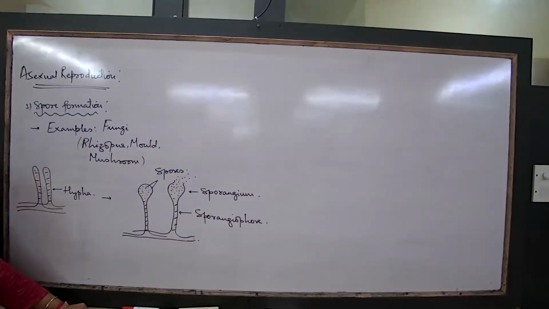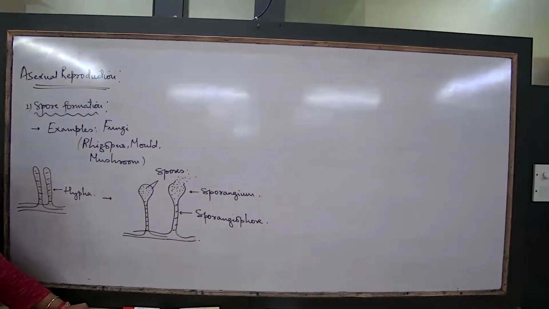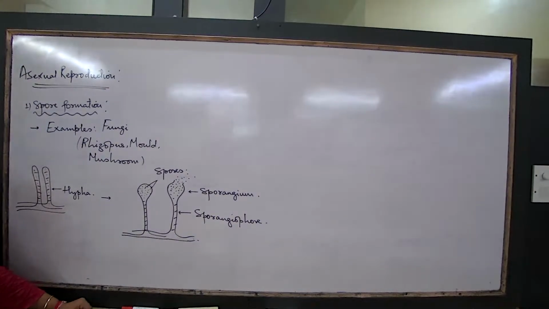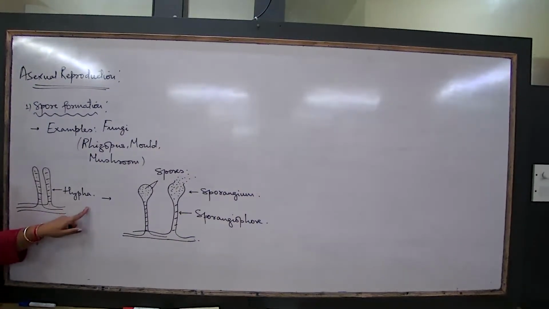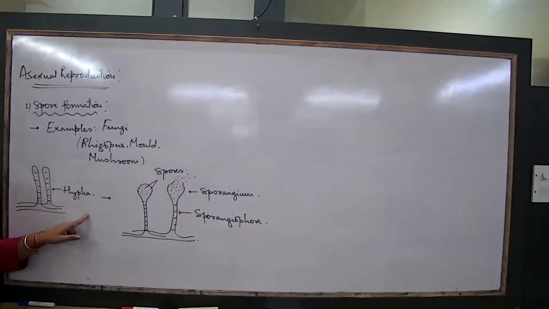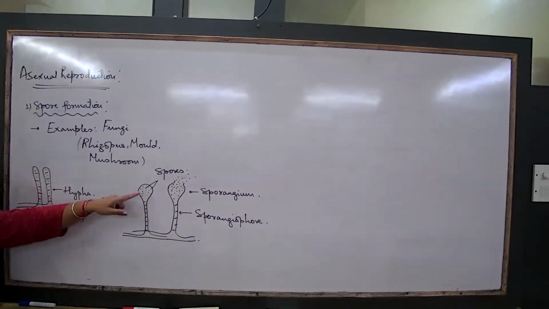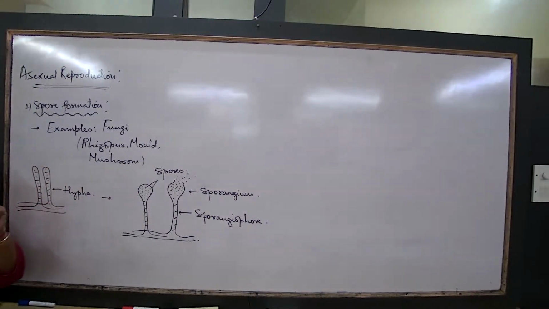Multiple fission is in Plasmodium. It's a parasite. So how is it different from spore formation? We are saying that yes, the nucleus divides a number of times. Multiple fission occurs in a single-celled organism. Spore formation occurs in a multicellular organism.